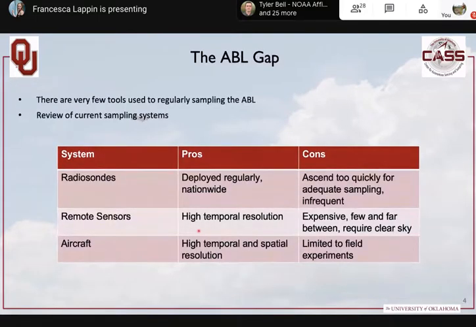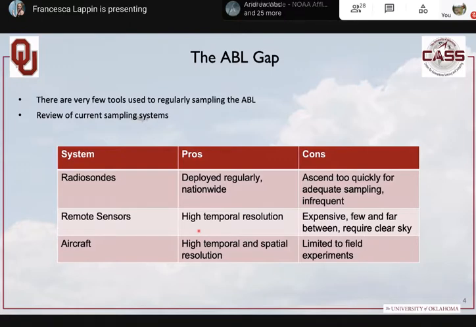So we do have about three major tools that we use to sample the boundary layer. First being radiosondes, which are nice because they're regularly deployed across the nation twice a day. But twice a day really isn't enough to capture all of the different nuances of the boundary layer. And you can't control the ascent rate for radiosondes, and they ascend too quickly through the boundary layer.